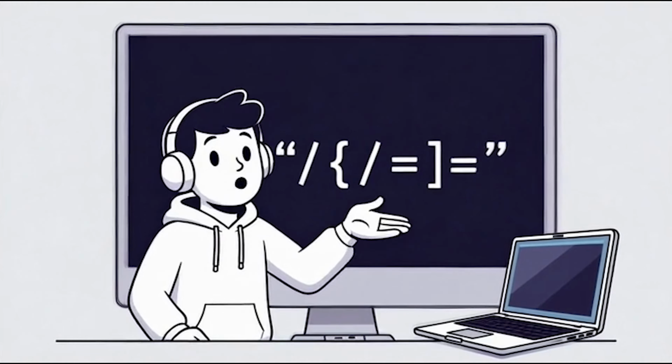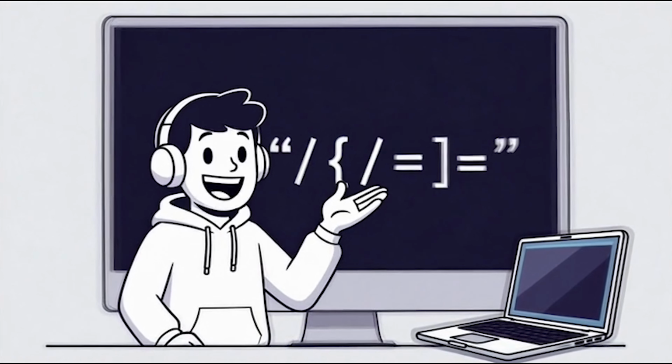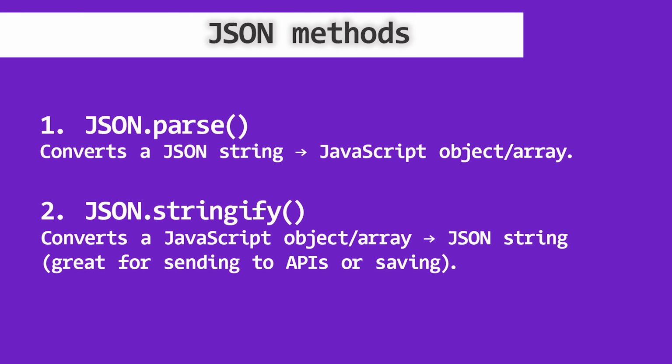Now I'll explain some common JSON methods you can use in JavaScript. In JavaScript, the main JSON methods you'll use are: 1. JSON.parse. 2. JSON.stringify. JSON.parse converts a JSON string into a JavaScript object or array. JSON.stringify converts a JavaScript object or array into a JSON string. This is great for sending data to APIs or saving it.